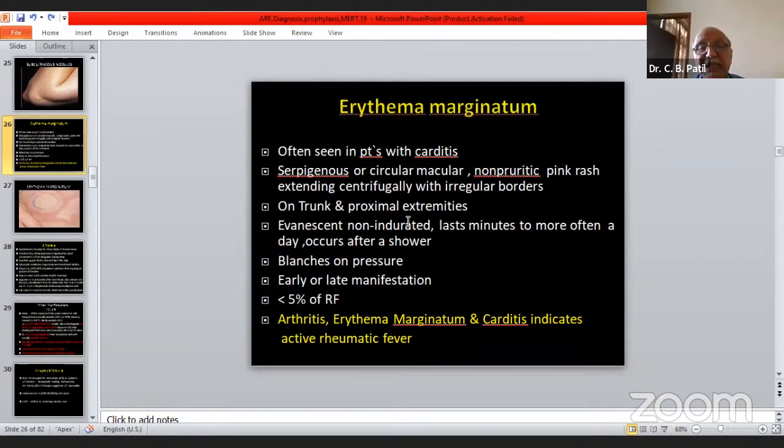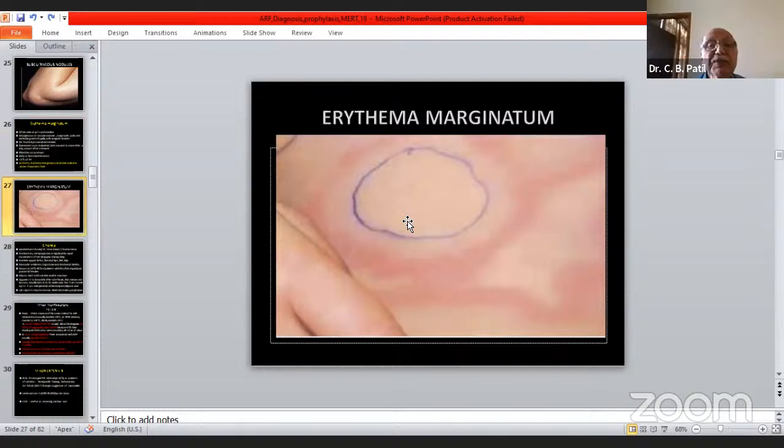Arthritis, erythema marginatum and carditis indicate active rheumatic fever. So you can see the erythema with central blanching, and active periphery is there. You can see erythematous margins.